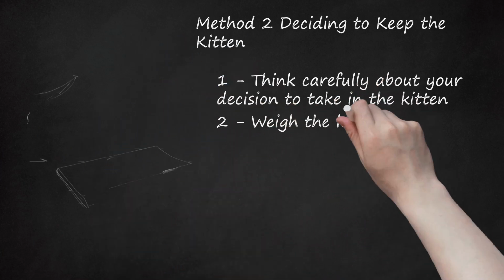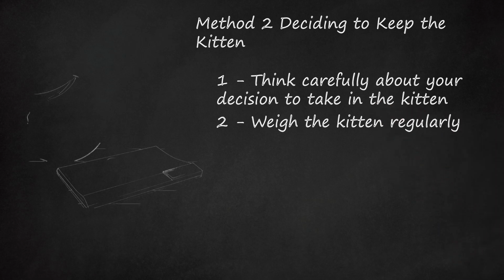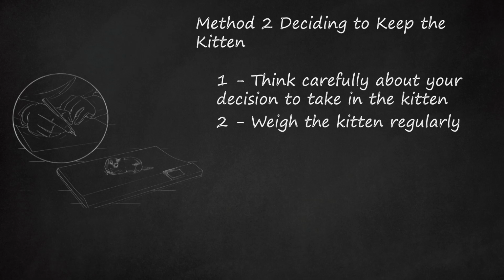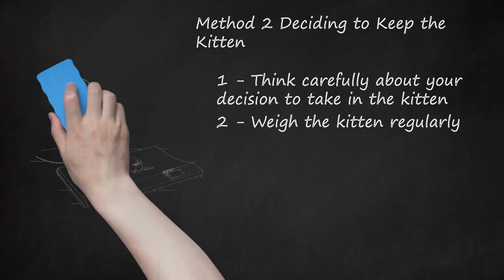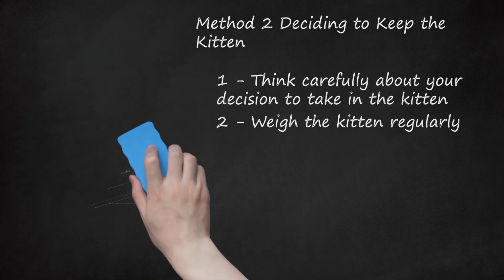2. Weigh the kitten regularly. In order to ensure the kitten is growing, weigh her every day. You might want to get into a schedule of weighing the kitten before every feeding, or at the same time every day. Record the kitten's weight on a chart so you can keep track of it over time. A kitten should double her weight in the first week of her life.